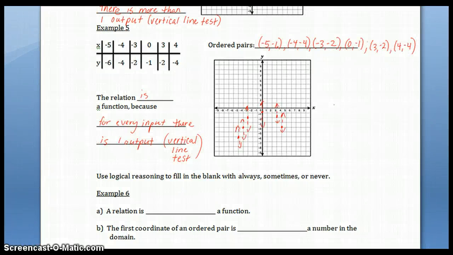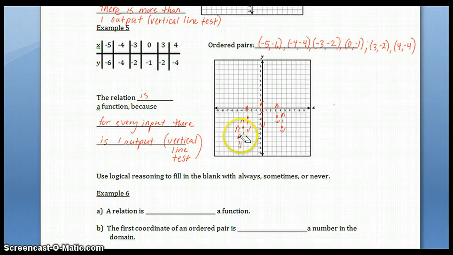Okay, for example 5, (-6, 5) is one ordered pair, (-4, ...) is another, (-3, -2), (0, -1), (3, -2), and (4, -4). You would have graphed these points, and I went ahead and put the imaginary vertical lines through them. Again, the vertical line test is only one strategy for determining whether a relation, this is a relation right here in example 5, is a function.